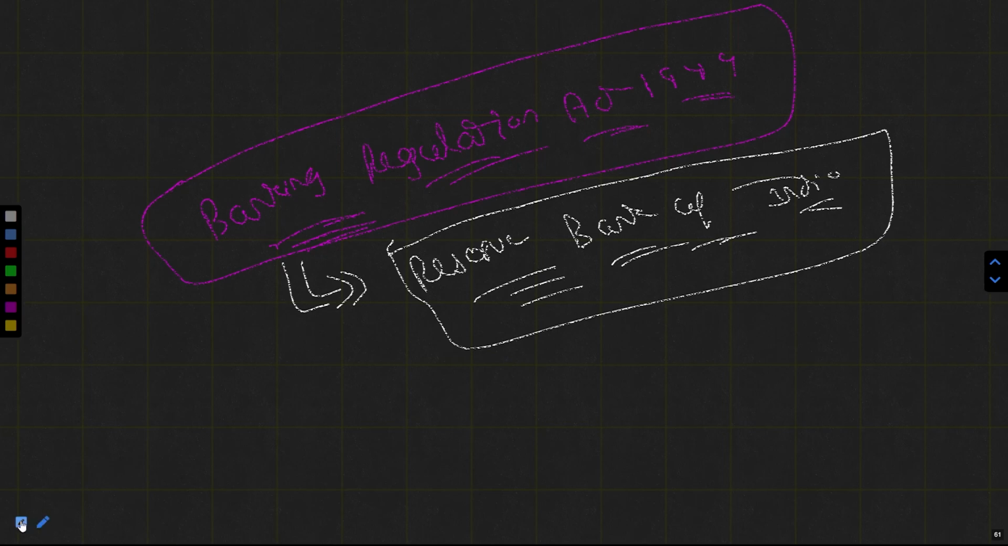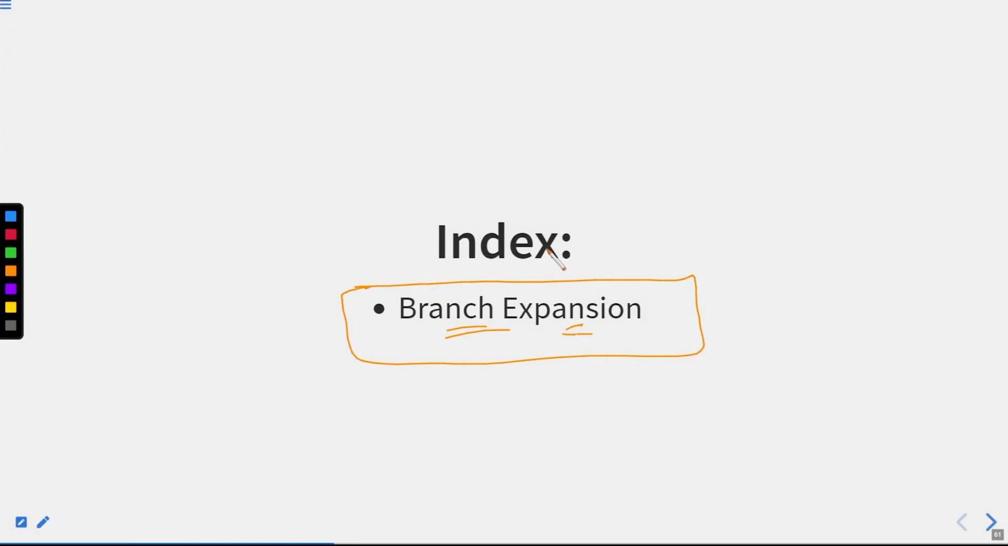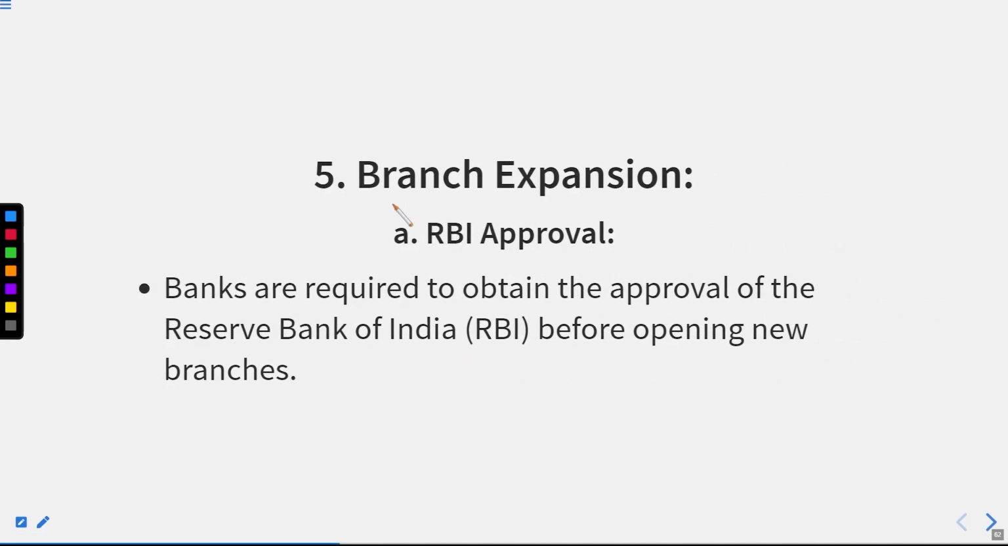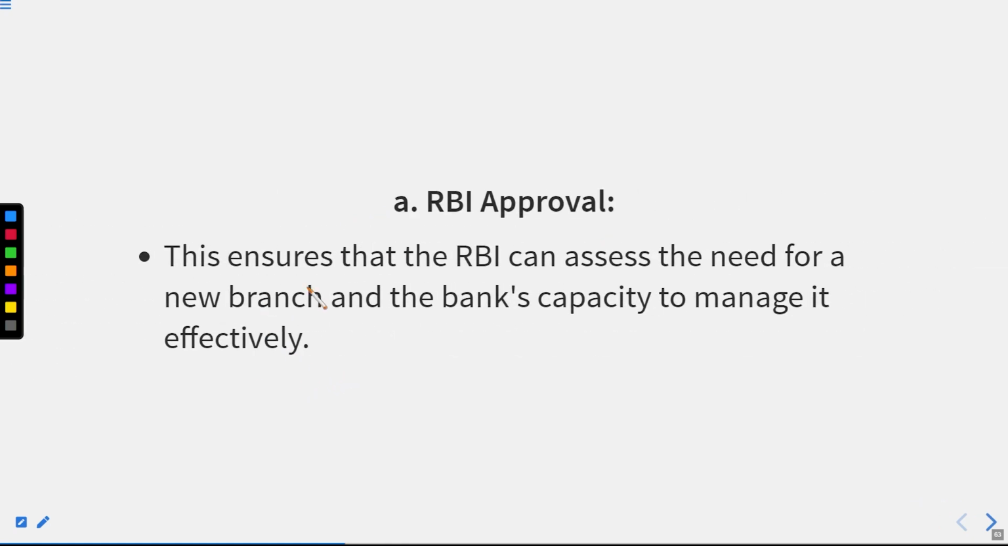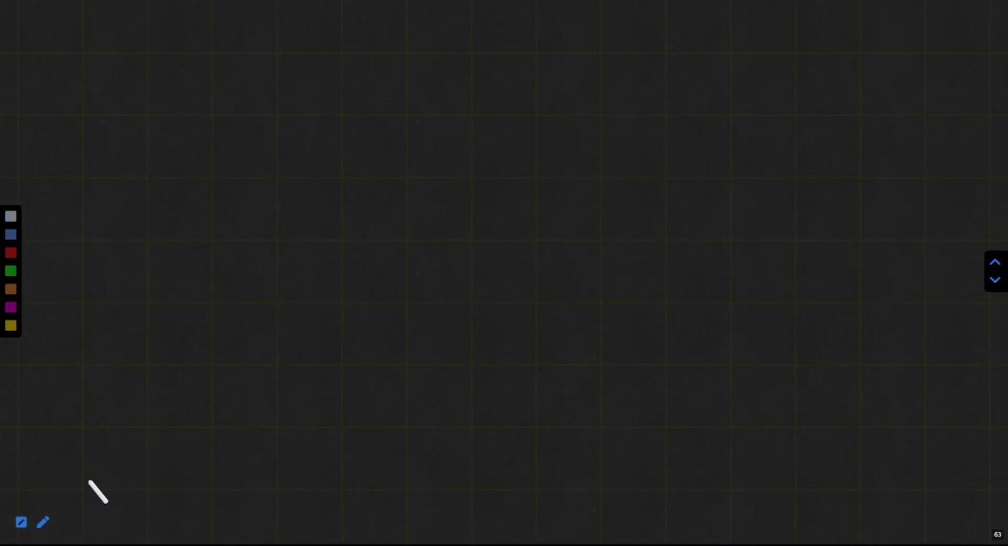Okay, so now I hope that you have got a clear understanding of branch expansion. Let's move to the provisions. The first and foremost provision of branch expansion is RBI approval. Banks are required to obtain the approval of the Reserve Bank of India before opening new branches. This ensures that the RBI can assess the need for a new branch and the bank's capacity to manage it effectively. Okay, so just write down one thing.